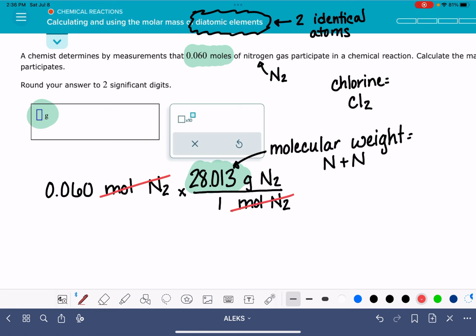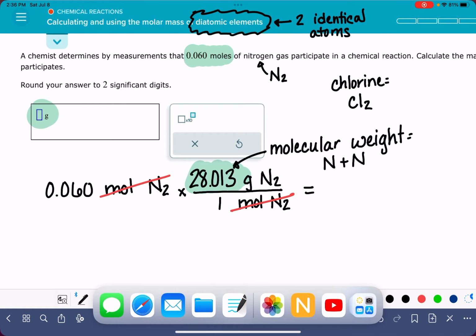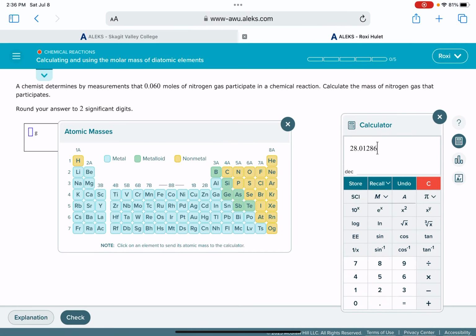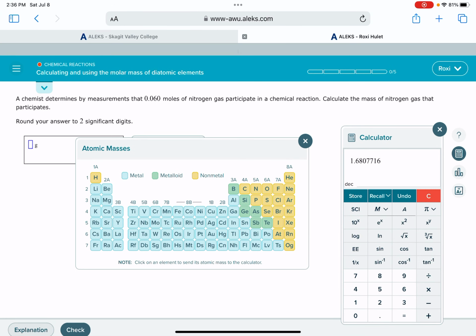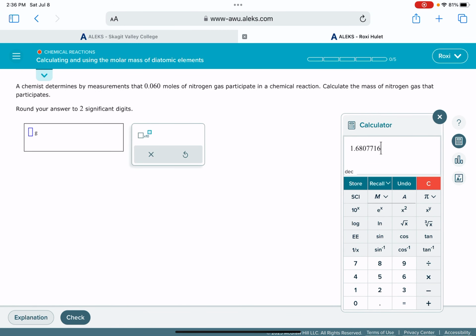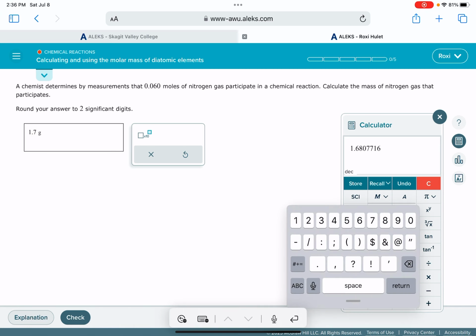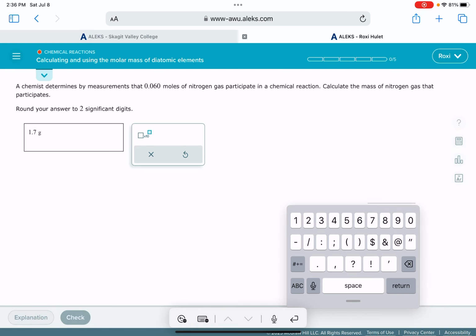We can see that the moles of N2 are going to cancel out. And when we do the math on this, it's going to give us the grams of N2. I'm going back to ALEKS since I've already got that molecular weight put in there, and I'm going to multiply it by the 0.06. And my answer is 1.68. It wants this to 2 significant figures, which would be 1.7 grams to 2 sig figs.